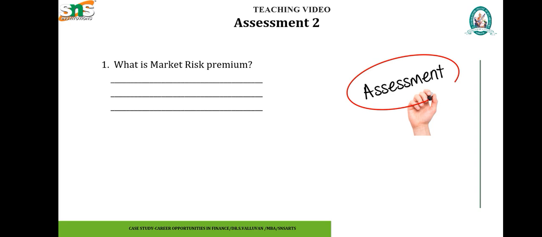These slides depict the assessment part. Just go with this. What is market risk premium and how is it calculated in the CAPM model? Thank you.